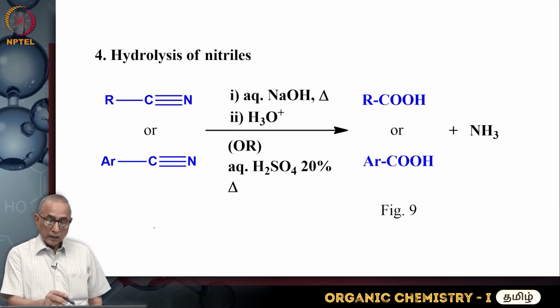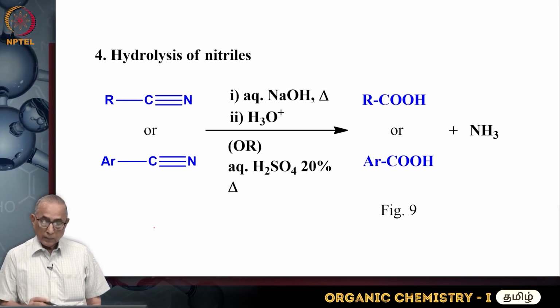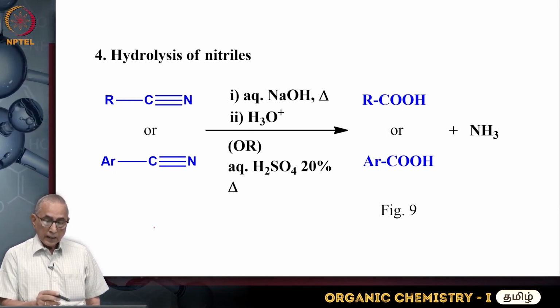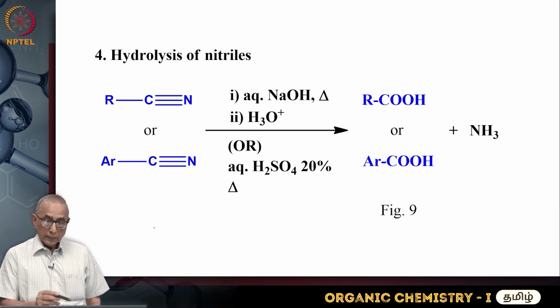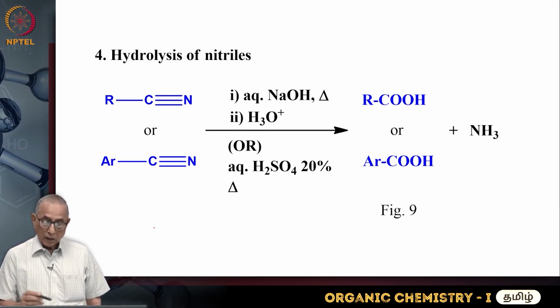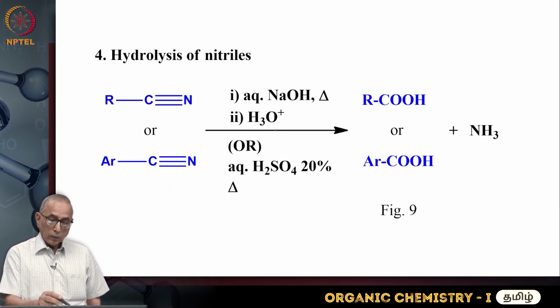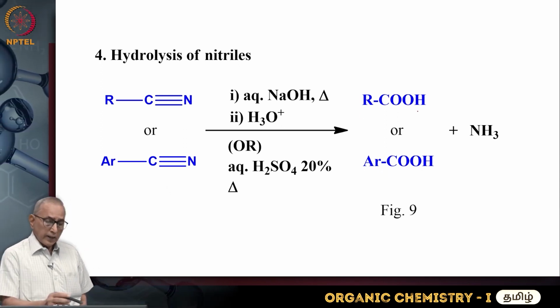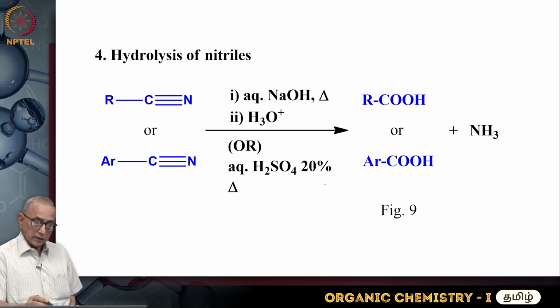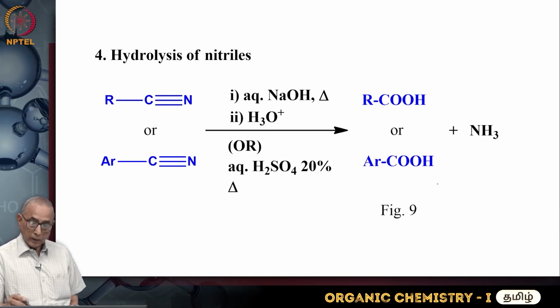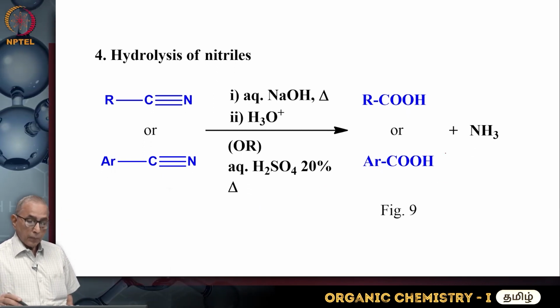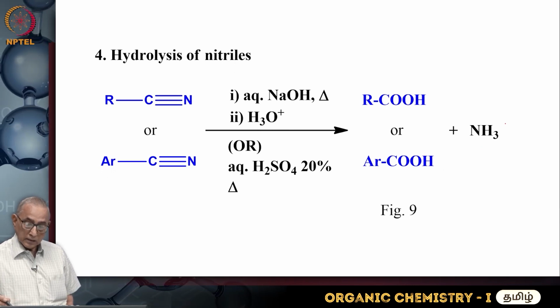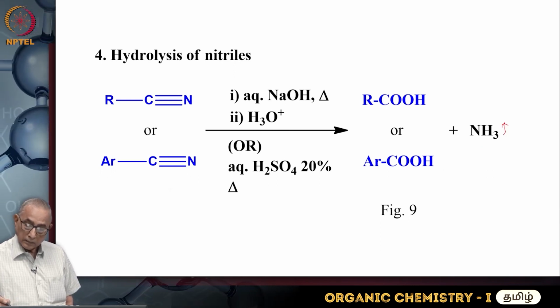The nitrile, when heated with aqueous sodium hydroxide, gets hydrolyzed first to amide, then the amide gets hydrolyzed to carboxylic acid. Then neutralize it with H3O plus and you get RCOOH. Similarly, directly with aqueous sulfuric acid 20% and heat, you get aromatic acid. In the process, ammonia is released as a gas.